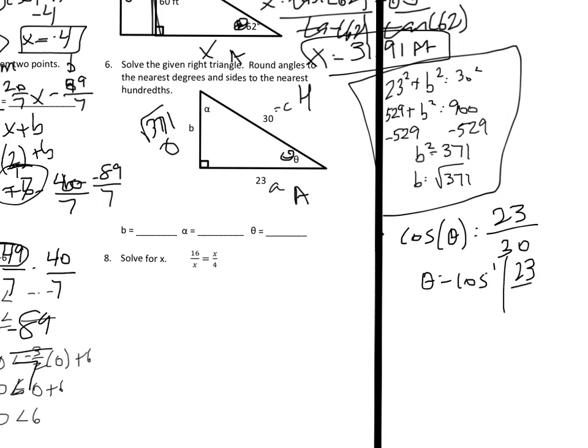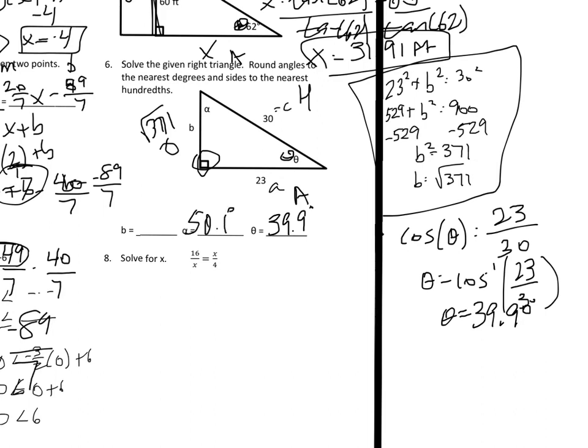So inverse cosine of 23 over 30, which gives me approximately 39.9 degrees. Now I know this is 39.9 degrees theta, and because this is a right angle, I can just subtract that from 90. So I should get 50.1 degrees. Add those up, you should get 90, which we do. And then b we already solved for, which is the square root of 371.